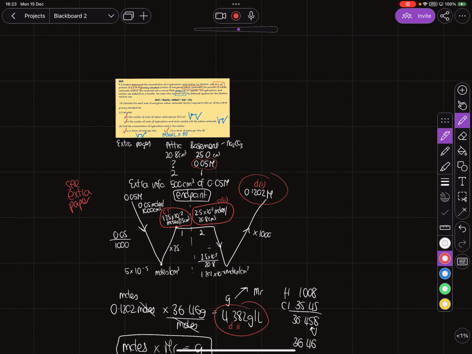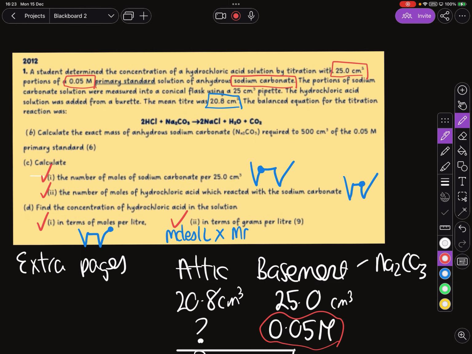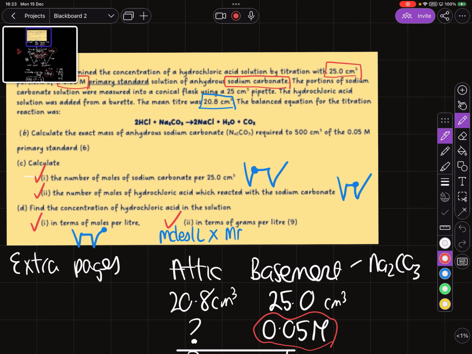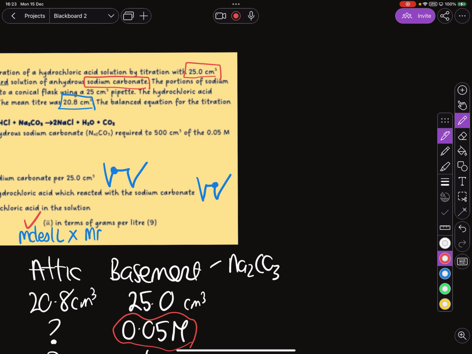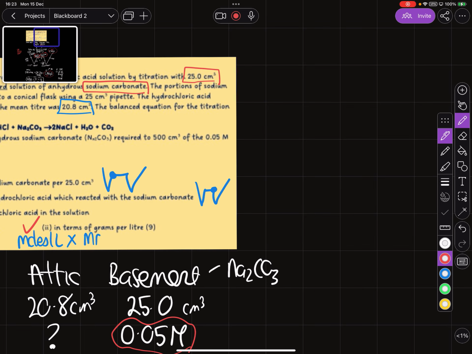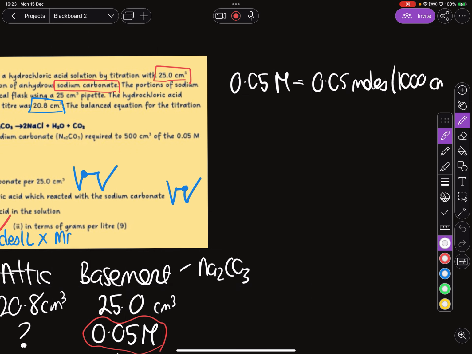Okay, so that was the titration part of this question, but it had a beginning part. Calculate the exact mass of anhydrous sodium carbonate required to make 500 centimeters cubed of the 0.5 big M value. So we know that we are starting with the 0.05 big M. What does that mean? 0.05 moles in 1,000 centimeters cubed. So you have two ways of going about this.